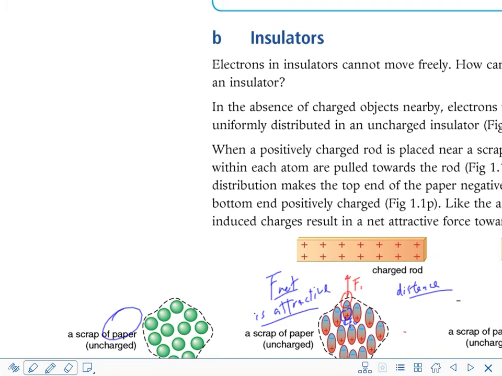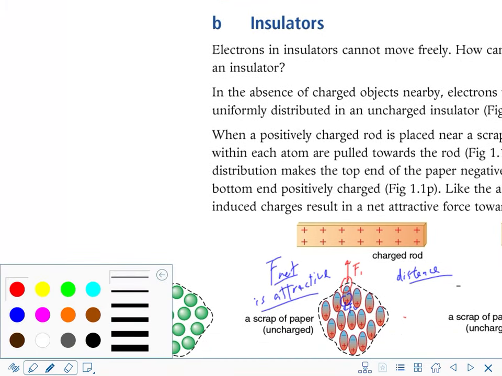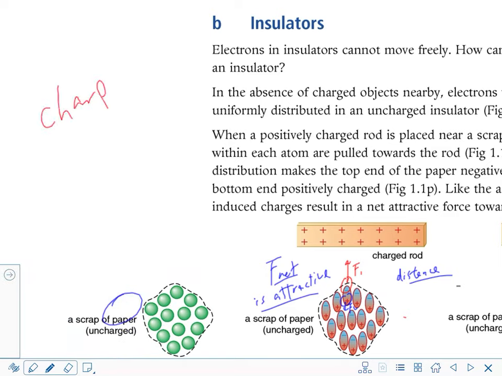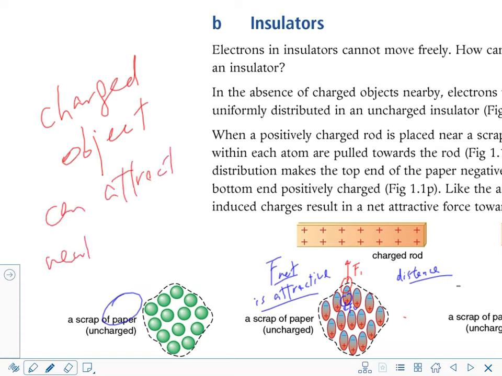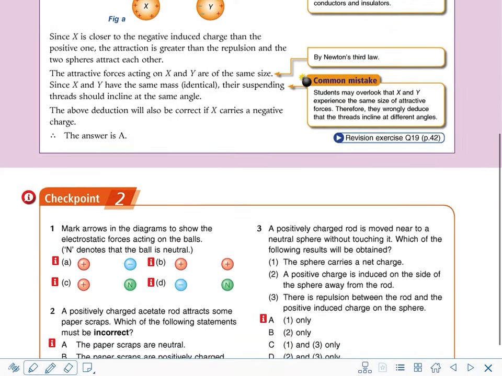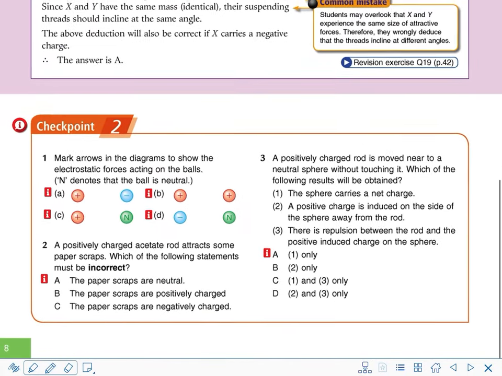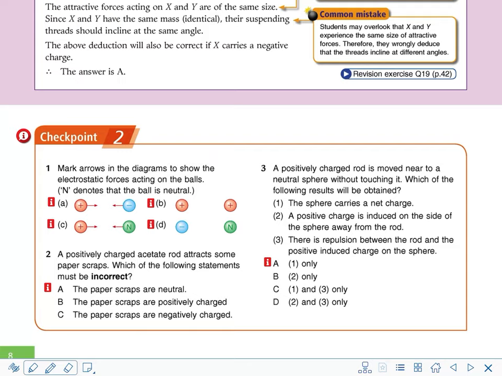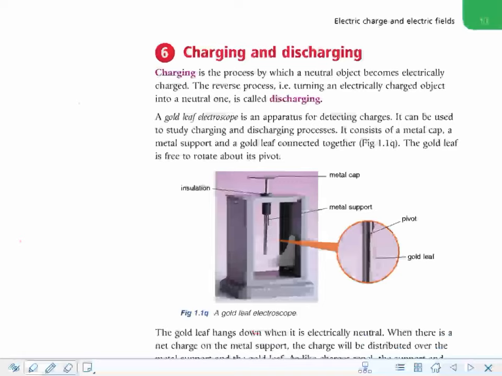So we have a conclusion. You may write it down in your textbook: a charged object can attract a neutral object, no matter whether the object is an insulator or a conductor. This is a very important result in chapter 1.1. So maybe you can check the answer for chapter 2.